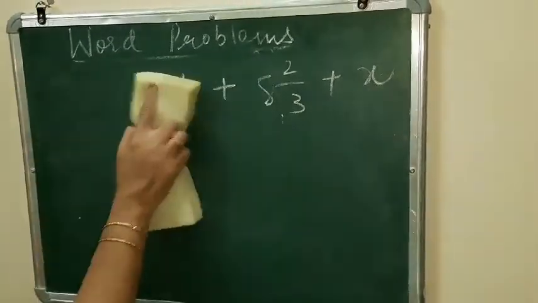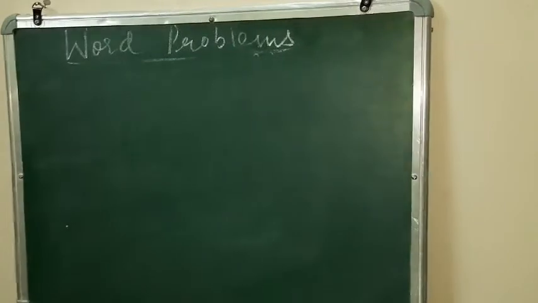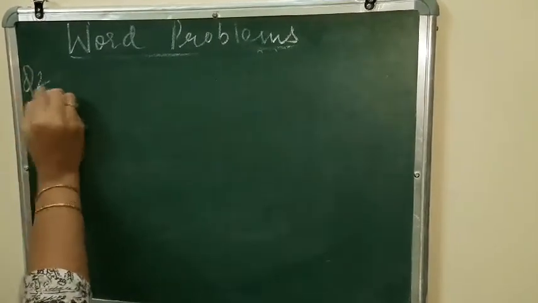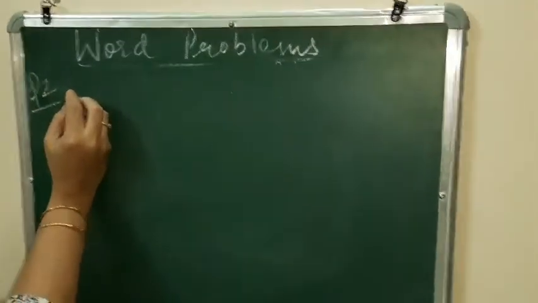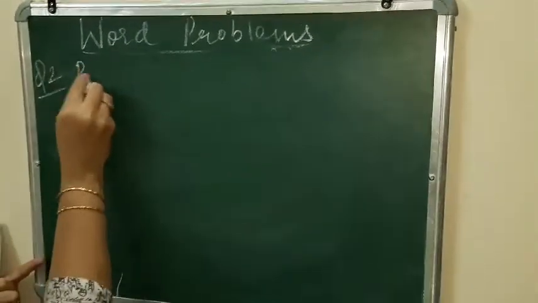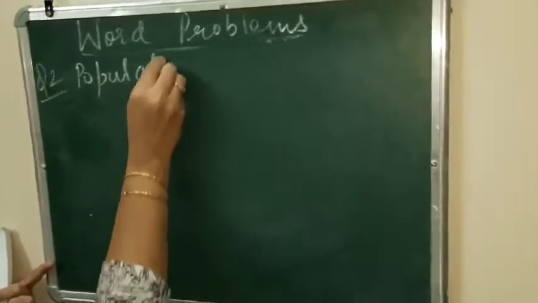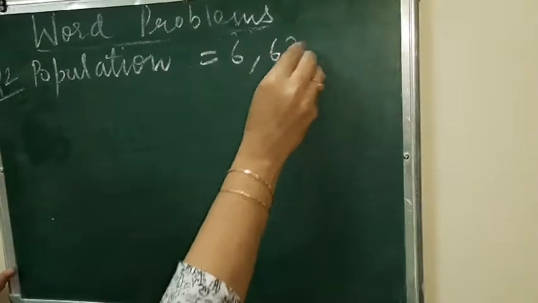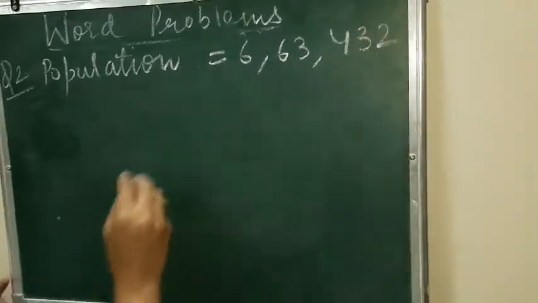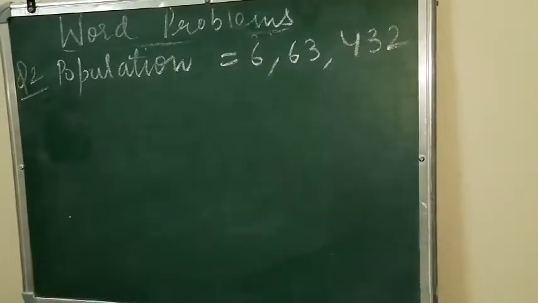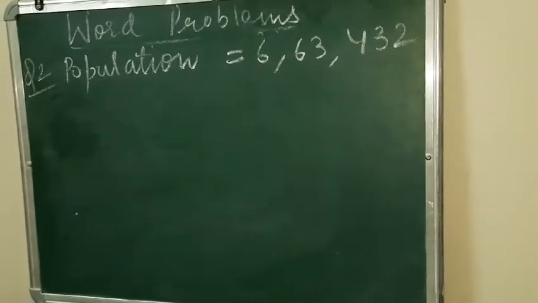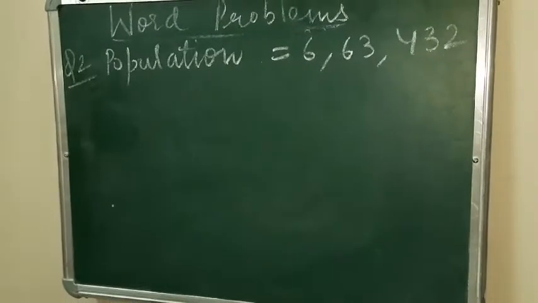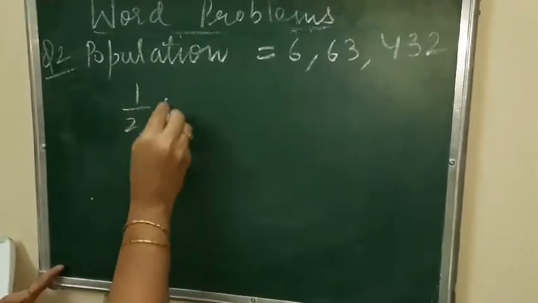This question you have to do yourself. This is homework. I am discussing question number 2. The population of a city is 6,63,432. Now population is given to you. If half of the population, means 1 by 2 of the population, are adult males. Half of the population, just read it carefully.